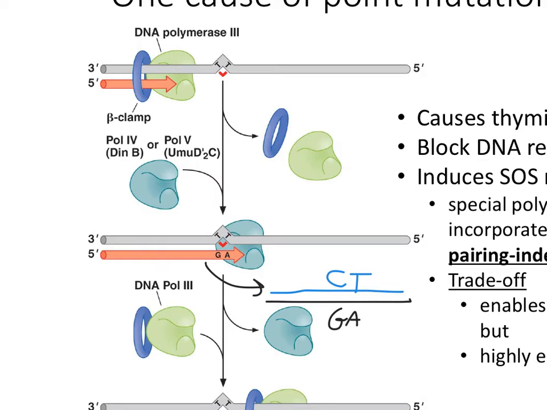So overall, it's better for the cell to mutate the DNA and be able to finish cell division, DNA replication, than it is to not finish. So that's why ultraviolet light is mutagenic. It damages the DNA. It's the repairing of the DNA after that damage that causes the mutations.